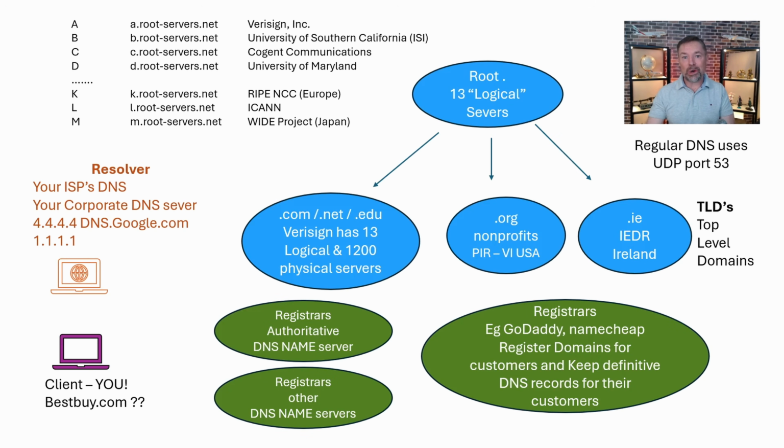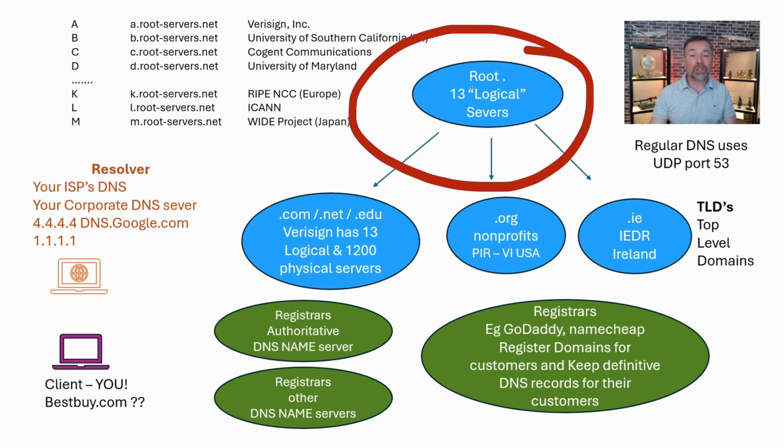So let's start talking about the DNS system. This diagram looks complicated at the beginning, but don't worry, I'm going to explain everything to you. Now at the top you can see we have what's called the root of the DNS system. These are the really top players. They're the ones that control the whole DNS system. And as you can see, there are 13 servers. There are actually 13 logical servers.